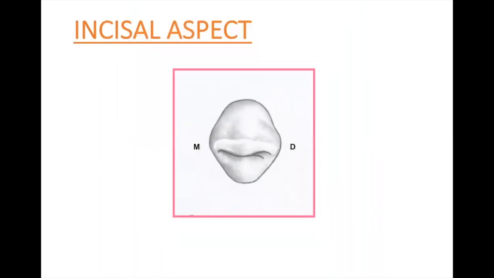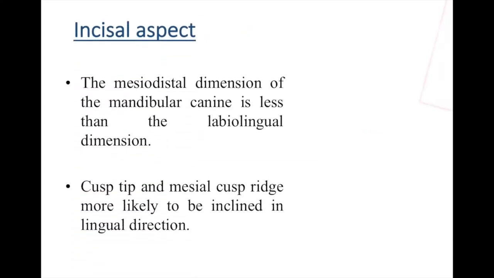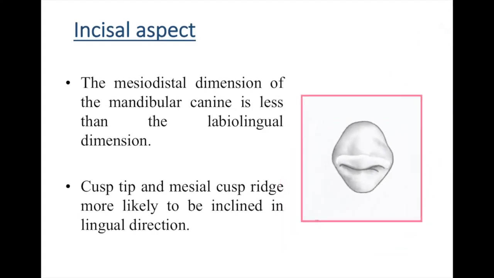The incisal aspect. From the incisal aspect, the mesiodistal dimension of mandibular canine is less than that of labiolingual dimension. So this is your mesiodistal dimension and this is your labiolingual dimension. So mesiodistal dimension is less than that of the labiolingual dimension. And cusp tip and mesial cusp ridge are more likely to be inclined in lingual direction.